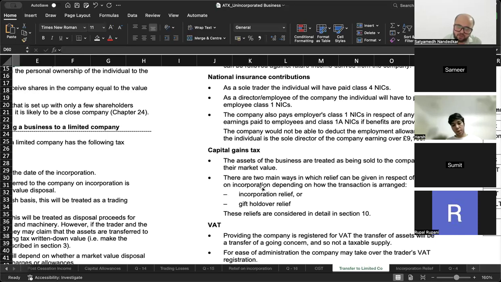इनकॉर्पोरेशन रिलीफ और गिफ्ट होल्ड ओवर रिलीफ, गिफ्ट होल्ड ओवर रिलीफ का मैं क्वेश्चन कराता हूँ विच डील्स विद दिस सिचुएशन। So there is no consideration charged in this case is what they are saying, so the market value is considered to be the deemed sale consideration. And then, okay, there could be one scenario in which the gift holdover relief applies.